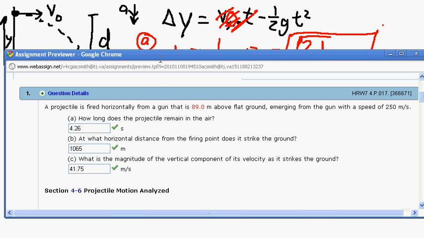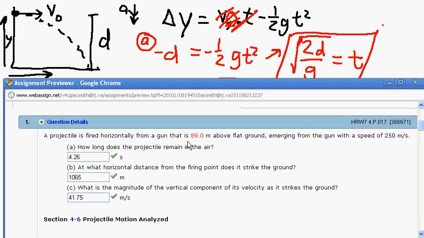Okay, welcome back. So I've figured this out for my answers. For my numbers, I started at 89 meters above flat ground. I think everybody must have had this 250 meters per second. So the projectile stays in the air 4.26 seconds, goes a little over 1,000 meters, and it's going a little over 41 meters per second down when it hits the ground.